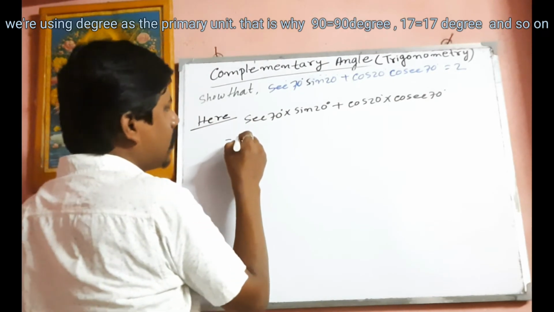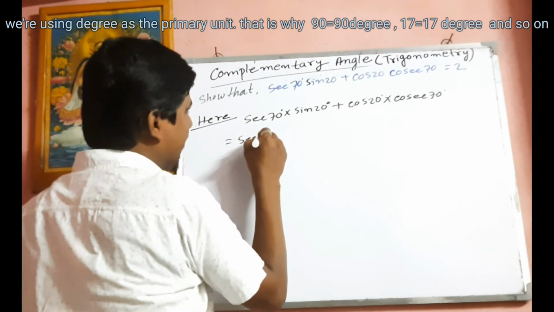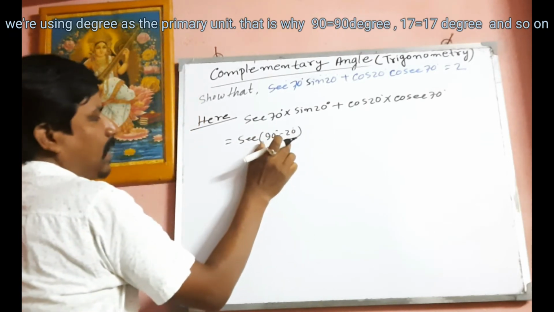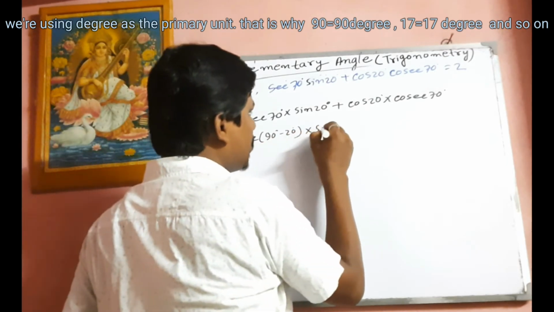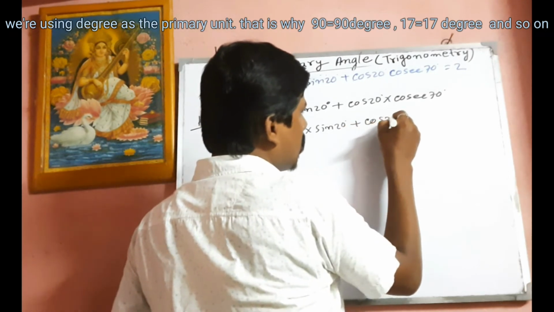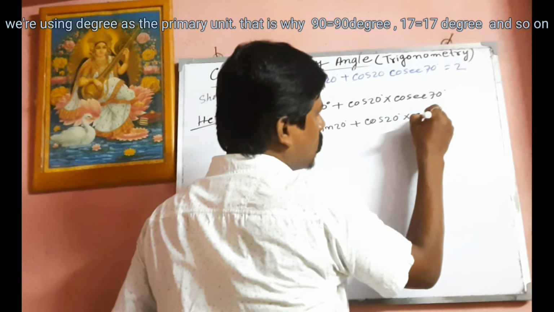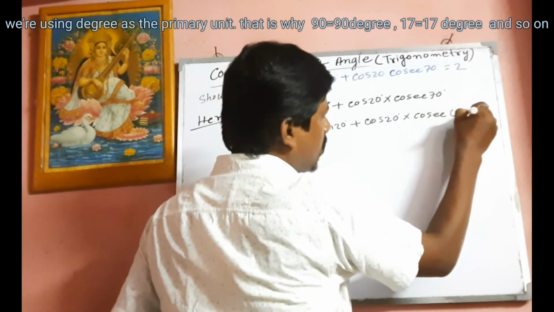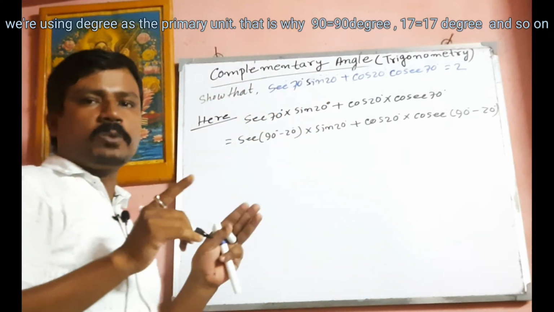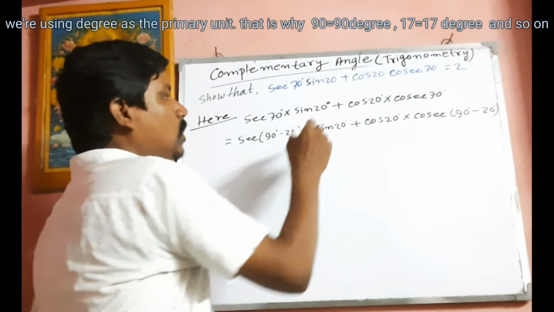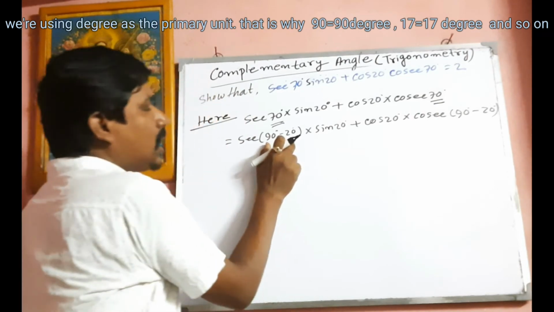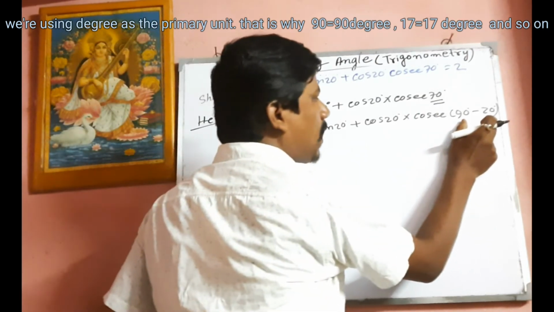So we are using sec(90° − 20°), because 70 means 90 degrees minus 20 degrees, and sin 20° plus cos 20° is there, and we are using cosec(90° − 20°). Because 90° minus 20° is equal to 70°, so we are replacing 70° in both the cases.